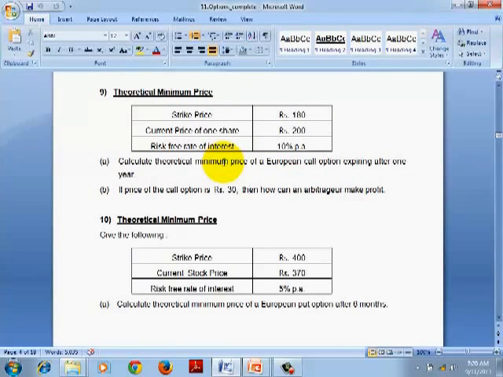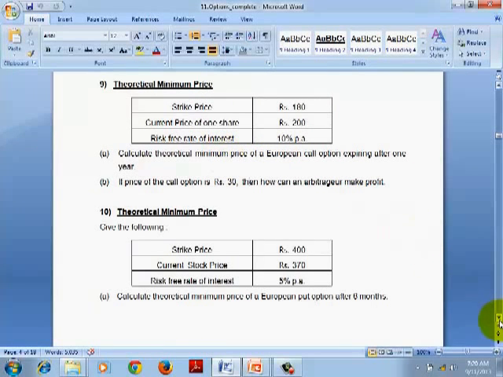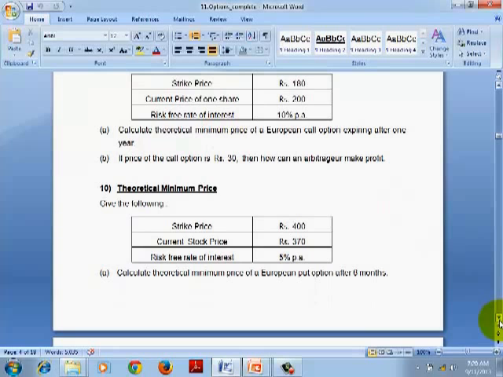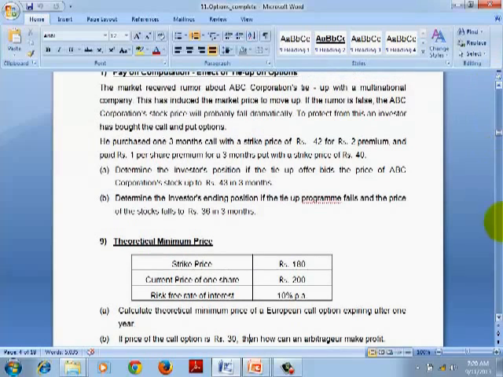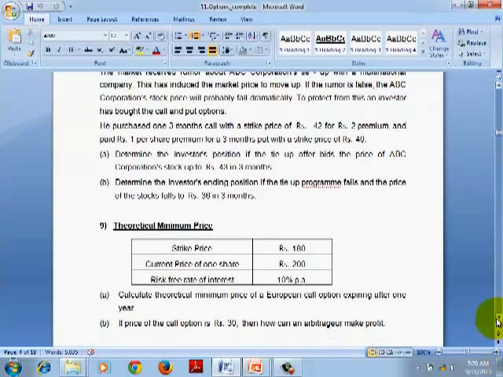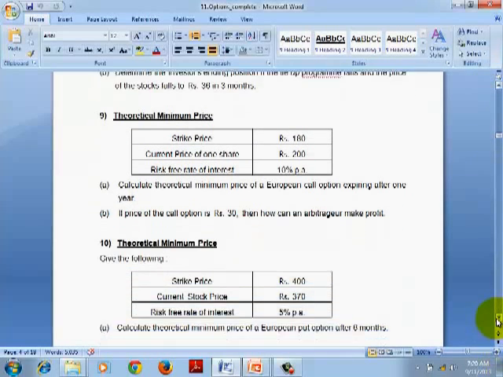Question number 10. I think we are using a different number convention today. We were up to 1 or 2 yesterday. So anyways, when I give you this question file, you can just re-put the numbers.